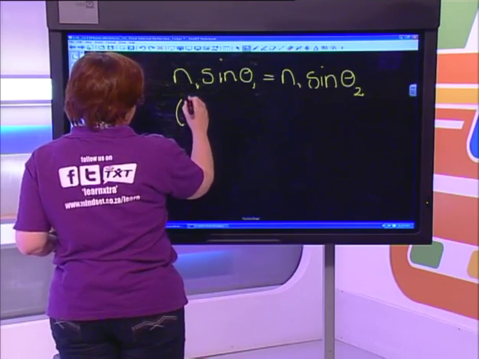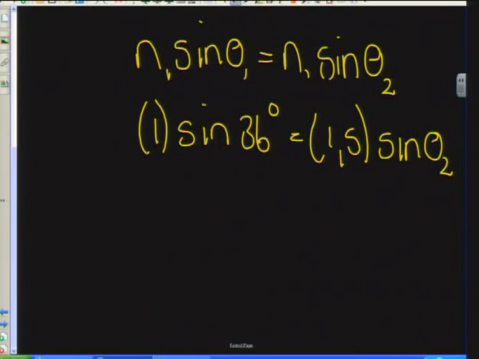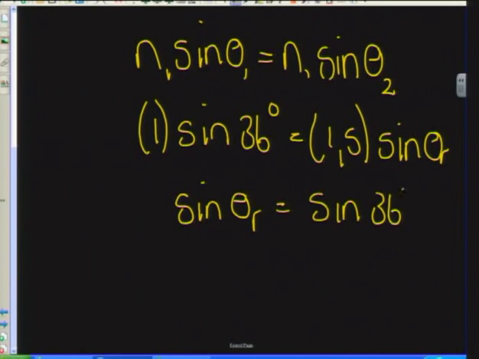So we know that n1 is 1. This is going to be sine 36 degrees. This is n2, 1.5. Sorry, that should be sine r as well. So we want sine theta r on its own, so we're going to divide both sides by 1.5. 1 times sine 36 is going to be sine 36, and we're going to divide this by 1.5.